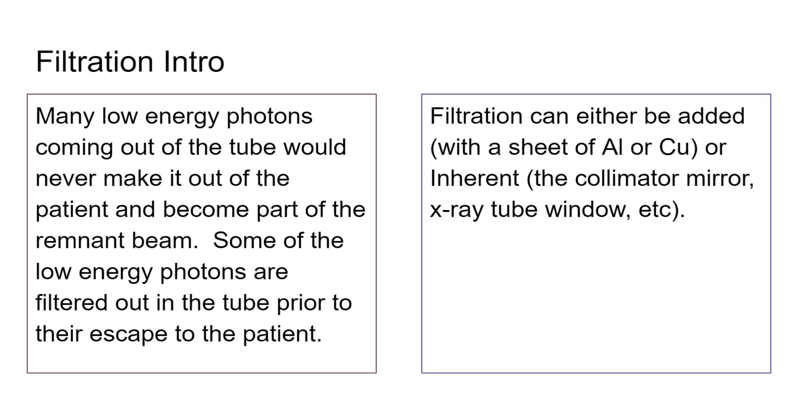So the added filtration, is this occurring within the tube, or is this within the gear? No, the added filtration is built into the collimator. Okay. Yeah, it's in the tube. It interacts with the photons before they get out of the tube fully.